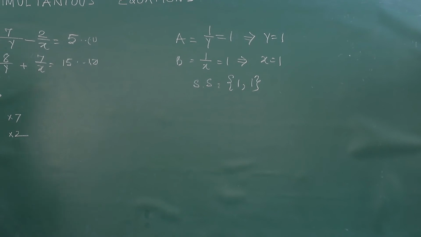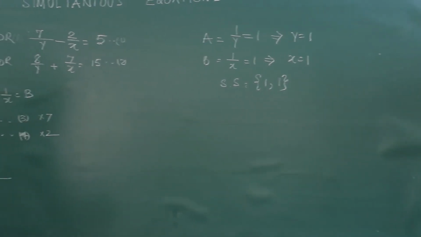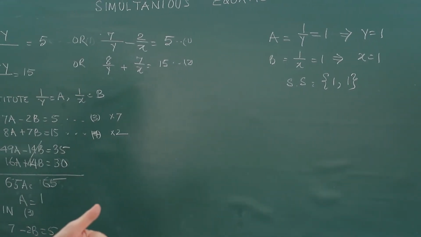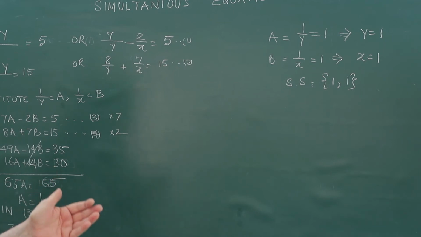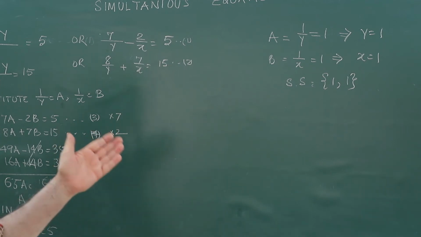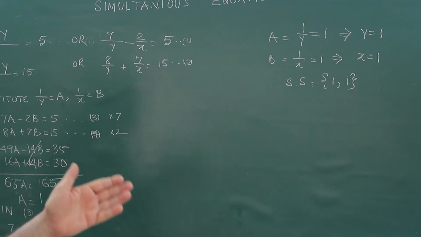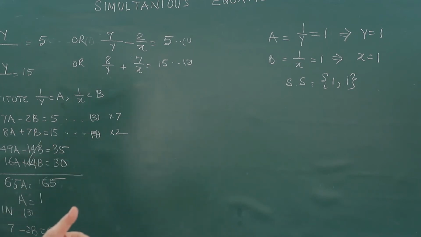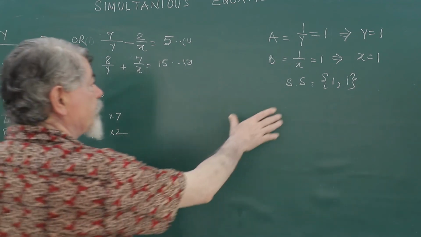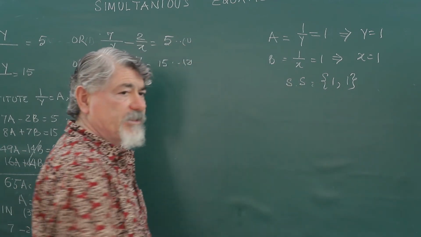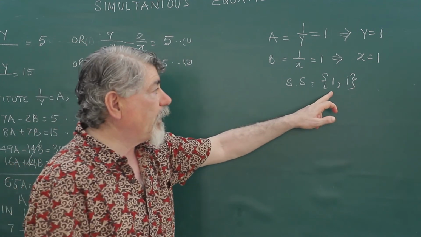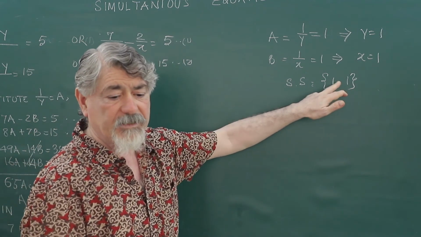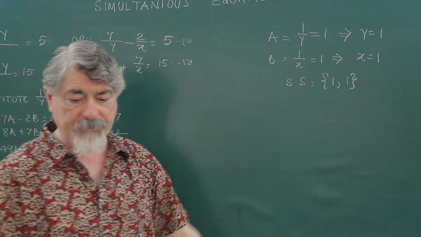a was 1 upon y. So 1 upon y is equal to 1 means y is equal to 1. And b was 1 upon x. So b is also 1. So 1 upon x is equal to 1 means x will be 1 as well. So the solution set for this pair of simultaneous equations is 1, 1. The value of x is 1, the value of y is 1.